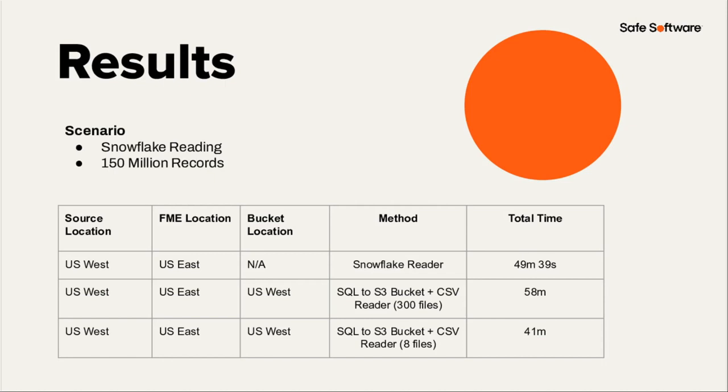For my last option, I wanted to break it down and see what happens if I write fewer files but the same amount of data. So I did 8 files, and I was able to read in about 41 minutes. This was not optimized by any means. If I really wanted to optimize this, the FME location would also have been on the West Coast.